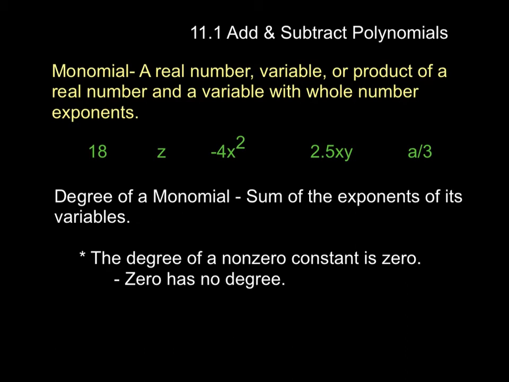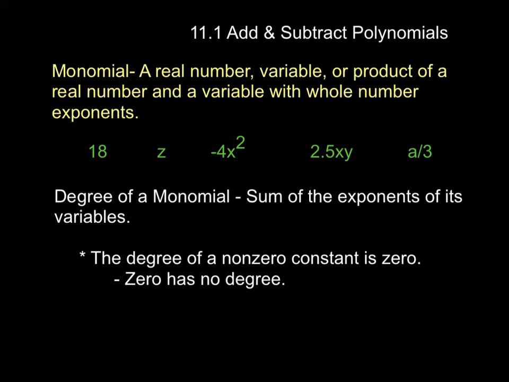Okay, in this lesson we're going to start talking about adding and subtracting polynomials. But before we can get into that, we need a few little basics. So first of all, when we talk about a monomial, remember mono is the prefix for one. So a monomial could be any real number, a variable, or a product of a number and a variable as long as the exponents are whole numbers.